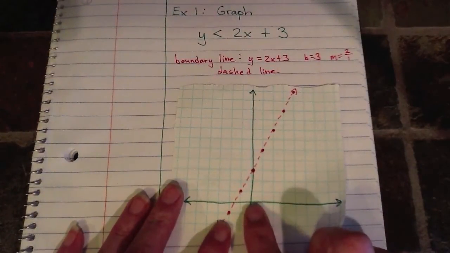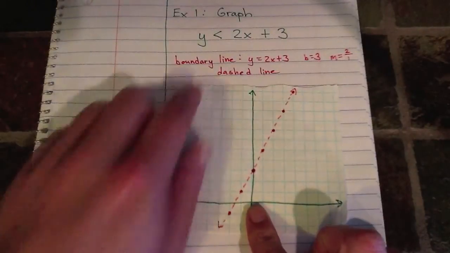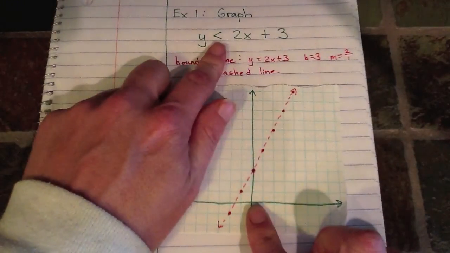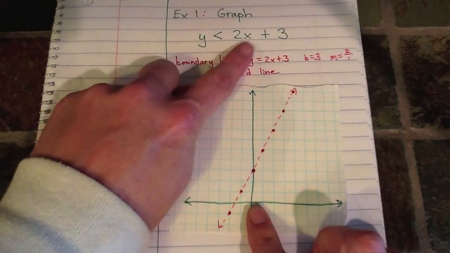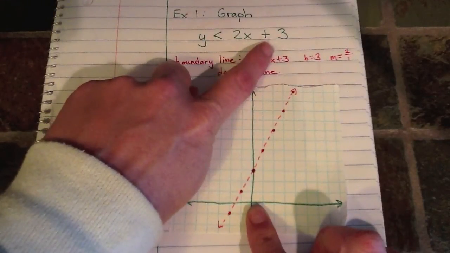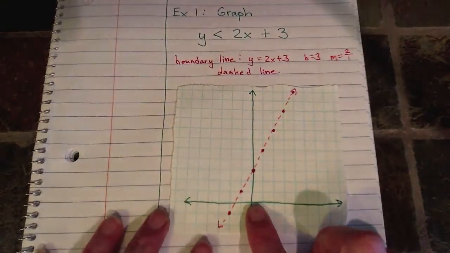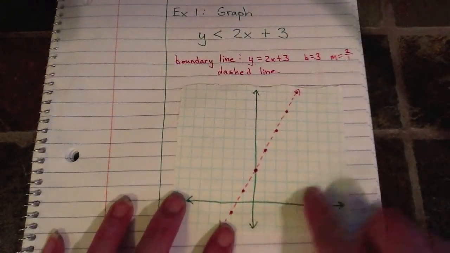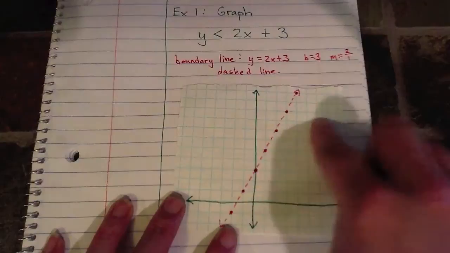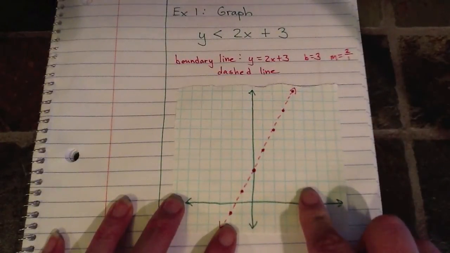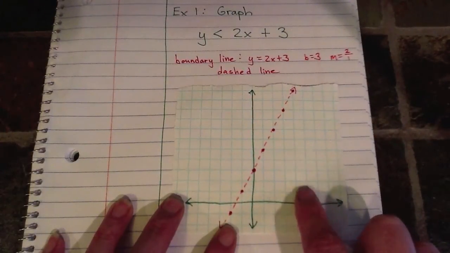If we were to pick up 0 and plug it in mentally, which we're going to show on paper in a minute, 0 is less than 2 times 0, which is 0, plus 3 is 3. So is 0 less than 3? Yes, it is. That means that any point on this side that you plug into that inequality is going to be true every single time.